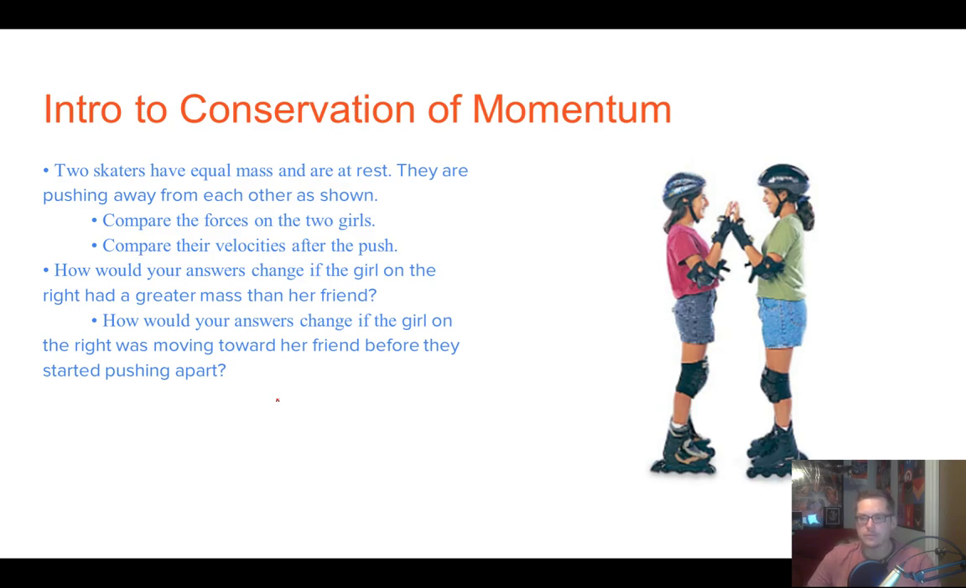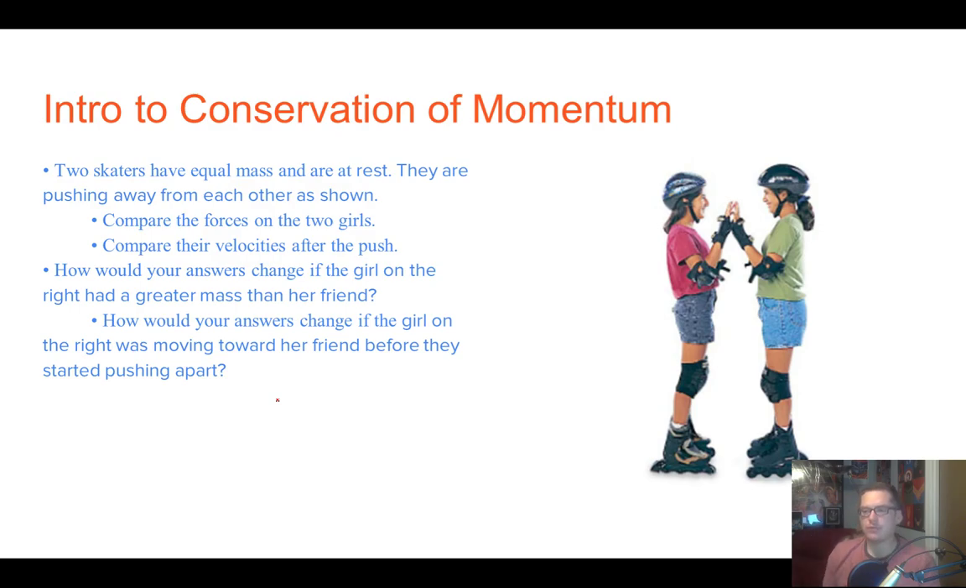Alright? So imagine this. You've got two girls on rollerblades, and they're facing each other. Imagine that they weigh exactly the same, like they're twins. I know they don't look like twins in this picture. Let's just assume that they're twins and they weigh exactly the same, okay? And then they put their hands on each other and they both push equally hard against each other.